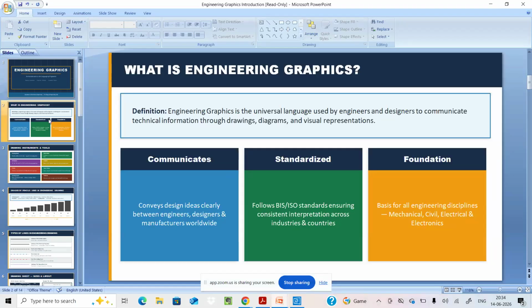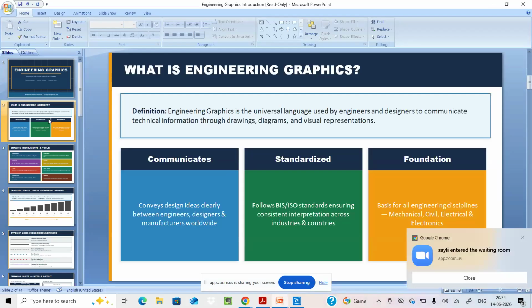Because if you want to make some product, first we should get the drawings. Maybe it's a 2D drawing or a 3D drawing. Maybe we'll get a visual representation of it, and then we can proceed with production and other things. So first and foremost, drawing is very important. It is used for communication, that is, it conveys the design ideas clearly between the engineers, designers, and the manufacturers worldwide. So this particular thing is very important.